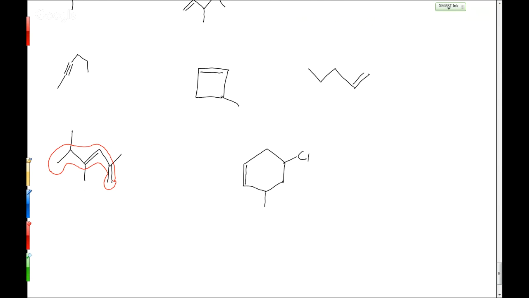Like that. That's going to be our longest chain. And then we want those double bonds to have the lowest possible numbers on the chain. So we number 1, 2, 3, 4, 5, and 6. So normally this would be hexene, 6 carbons, but we've got 2 double bonds in this case.